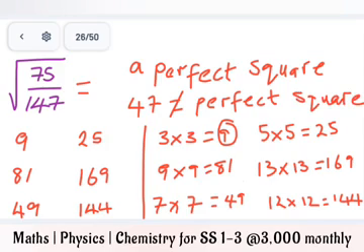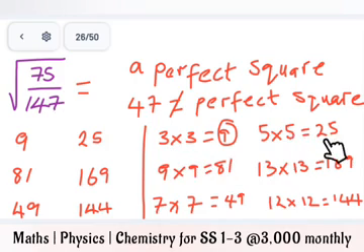Alright, now the same thing happens for 75 and 147. These two numbers, they are not perfect squares because there's no number that we can multiply by itself to give us these numbers, each of them, right? Good. Now any number that is not a perfect square does not have a whole square root. Except a number is a perfect square, it cannot have a square root that does not have a decimal point.